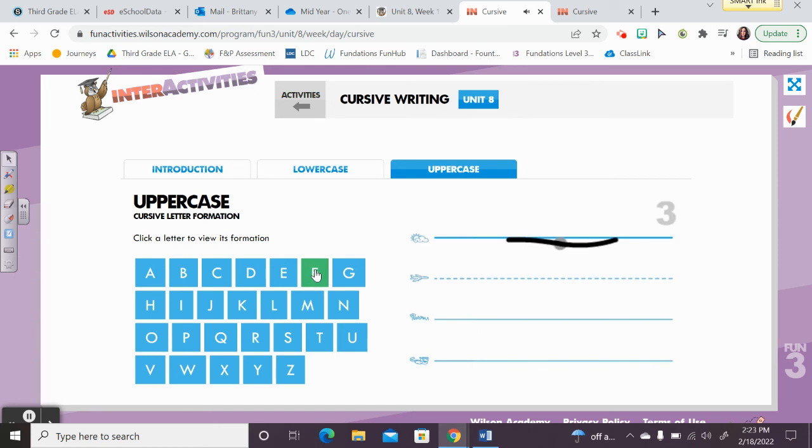Point to the middle of the line. Go down to the grass line and make a curve. Cross it on the plane line. Okay, if you need to re-watch that, you know what to do. And then our second letter is capital or uppercase cursive T.